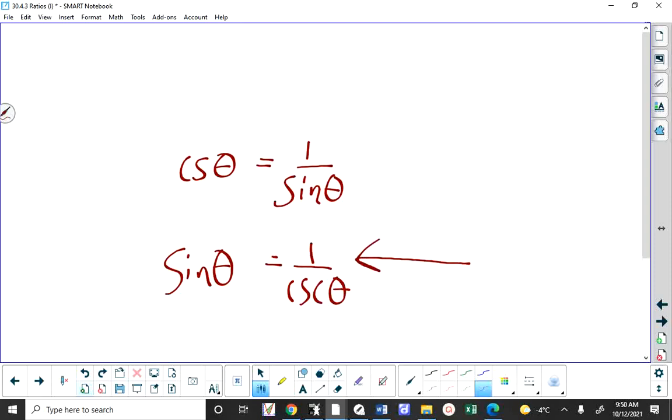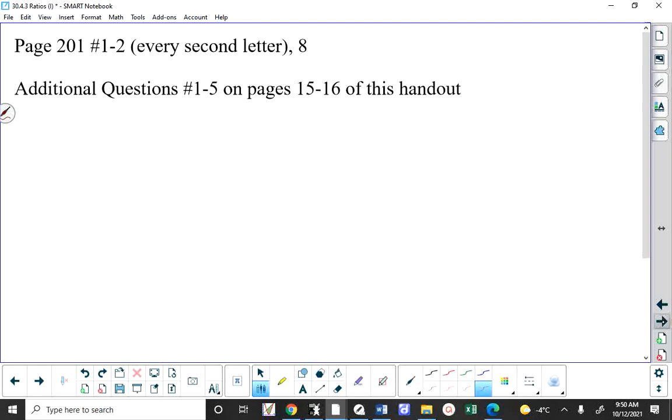It's a lot to take in Monday morning, but on page 201 of your textbook, you can do every second letter in questions 1 to 2. Do number 8 as well. And then there's, I think, 5 multiple choice style questions in your handout to give you a bit of practice with this. It's all relying on this additional information here that you're looking at on the left of cosecant, secant, and cotangent, along with what you learned in Math 20 about x, y, and r. Okay? Is that okay?